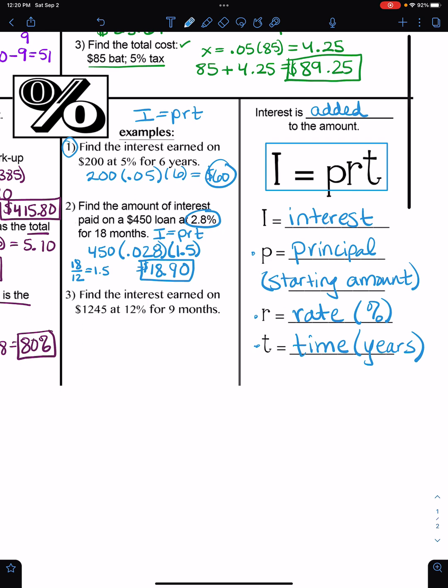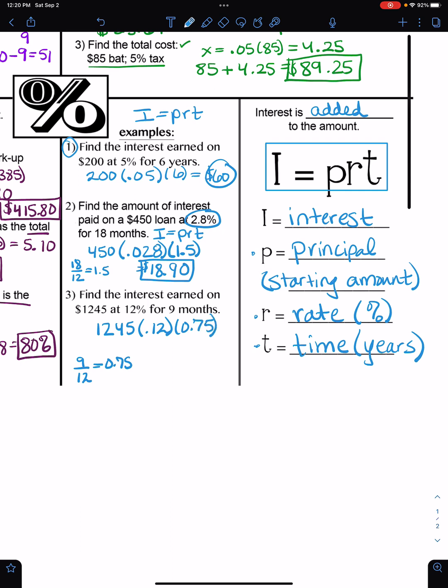All right, example 3 says, find the interest earned on $1,245 at 12% for 9 months. Again, I'm doing the principal times the rate times the time, but I need that time to be in years. And if I'm not sure how many years 9 months is, I am going to divide it by 12, right? Because there are 12 months in a year, and that is 0.75. So that's the number of years.